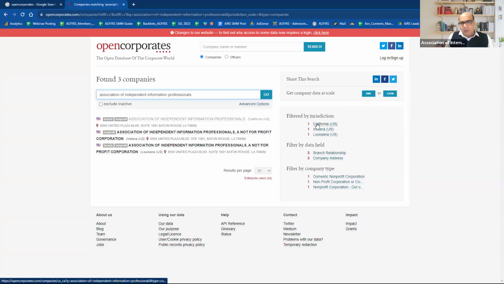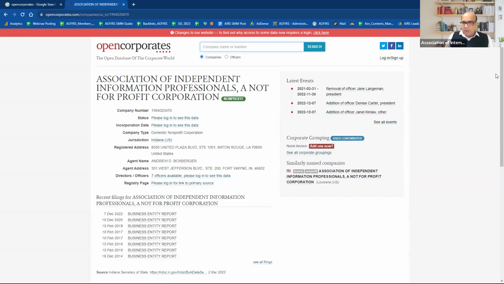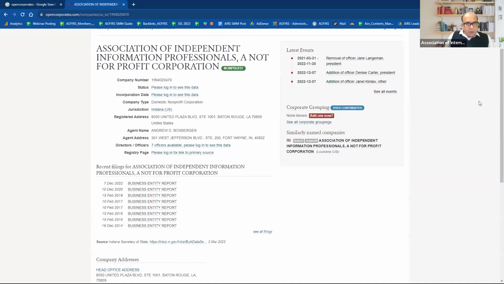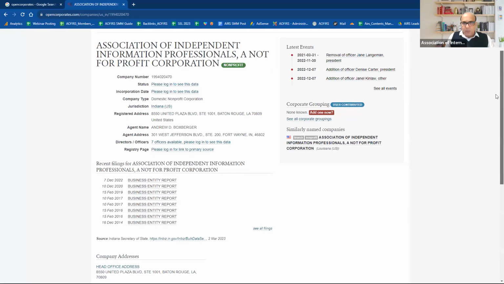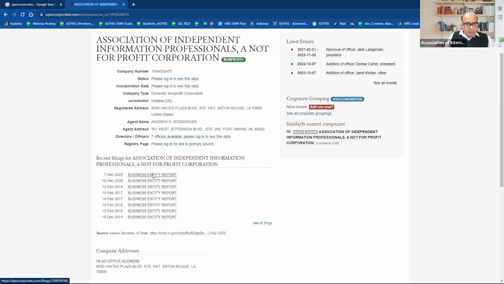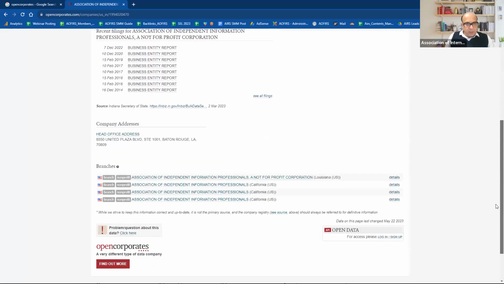You can see that it is also reflecting the different jurisdictions, company addresses, and things which you would otherwise find difficult to find just by Googling. So you can see it has some valuable information. Business entity report, maybe it's a requirement in USA. So these are the reports that you can open up, and these are also attached.